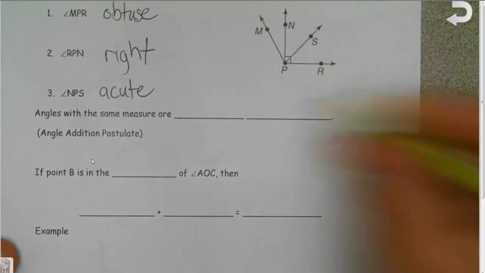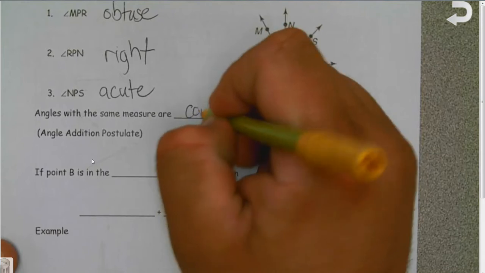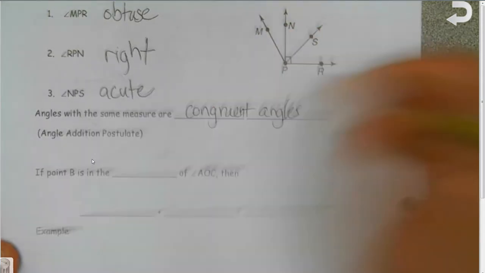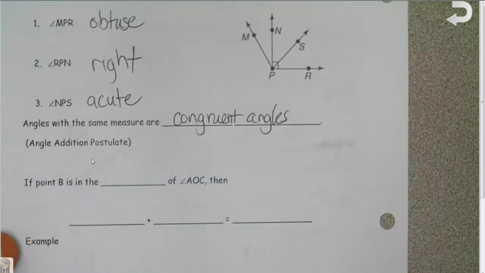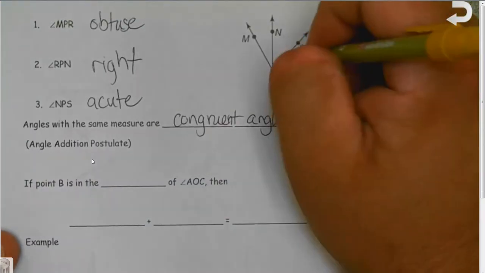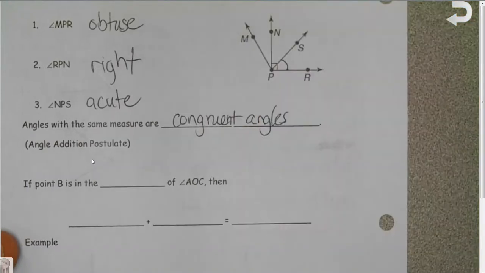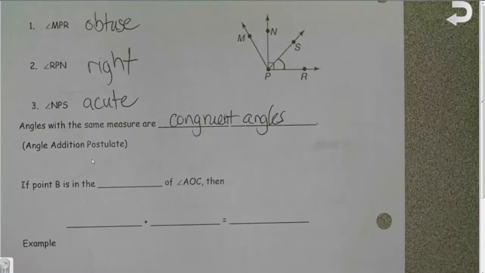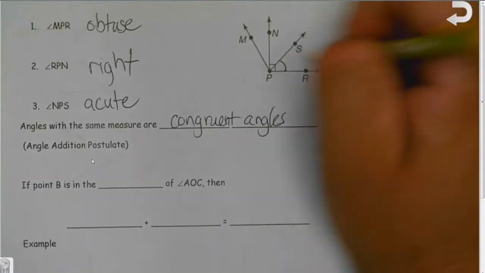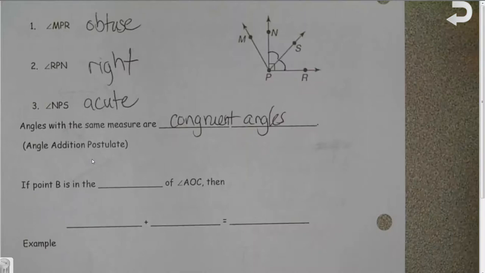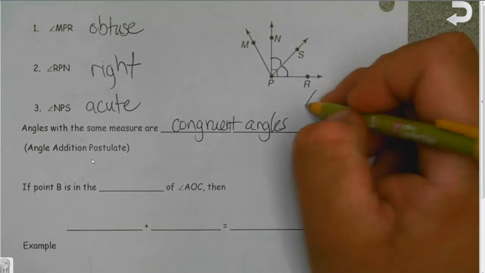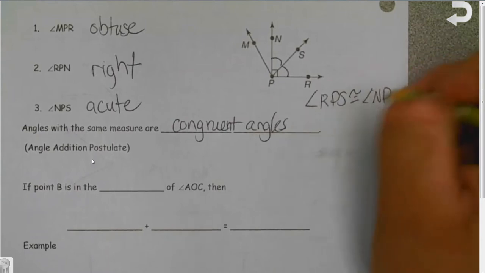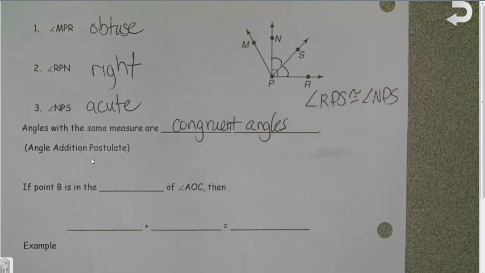Angles that have the same measure are considered to be congruent angles. And you'll know they have the same measure if, for example, RPS had this marker and NPS also has that marker, angle RPS is congruent to angle NPS. Okay?